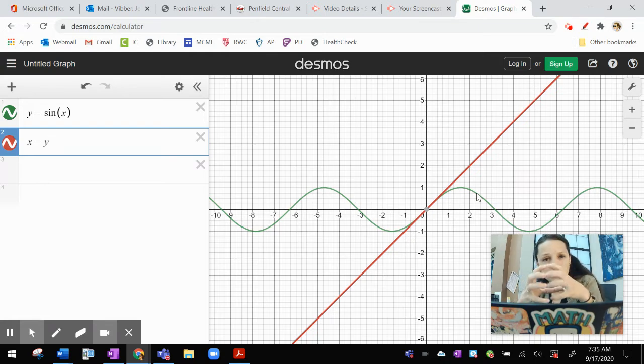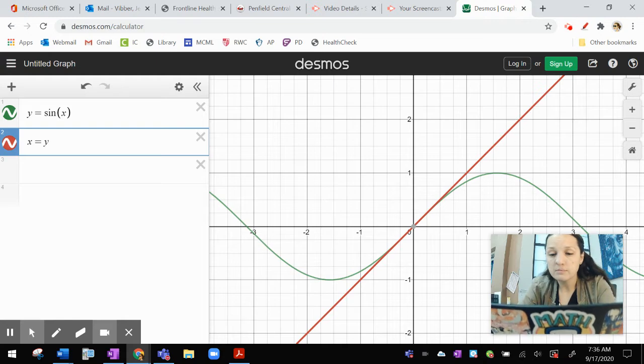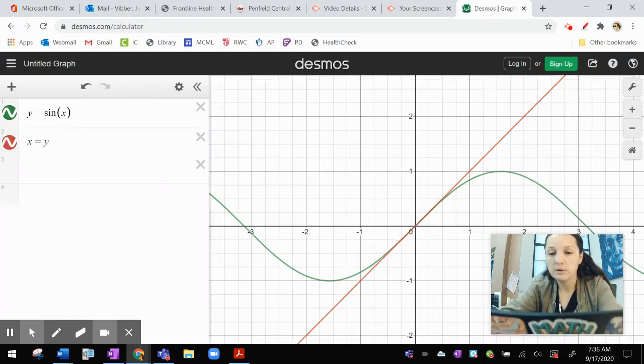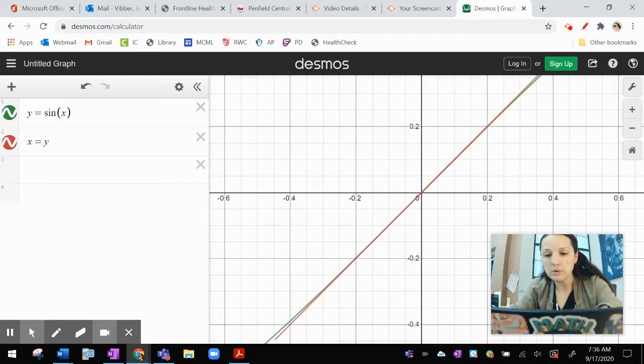Near x equals 0, y equals sine x and y equals x look alike, which appears to be true. Outside of 0, they definitely don't look alike. But near x equals 0, they look alike. And if I want, I can zoom in here. Yeah, near 0, they do look alike, don't they?